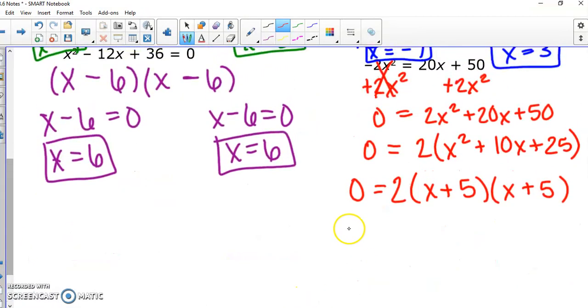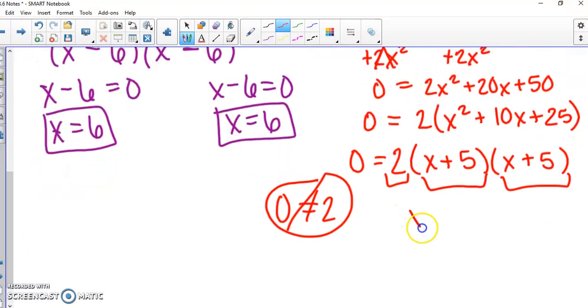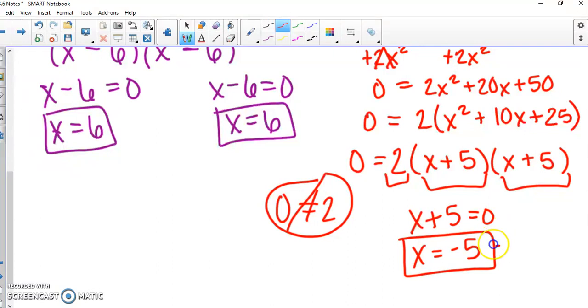And then here's what happens: each one of these sections, so here, here, and here, we would set equal to 0. Now this first one, 0 does not equal 2, so this would not be a solution to the equation. So what I want to just focus on is my x plus 5, and set that equal to 0. So x would equal negative 5. And then since this other one's the exact same, it's going to be just like that last problem I did in purple there, where we're just going to have one solution. So my only solution would be x equals negative 5.